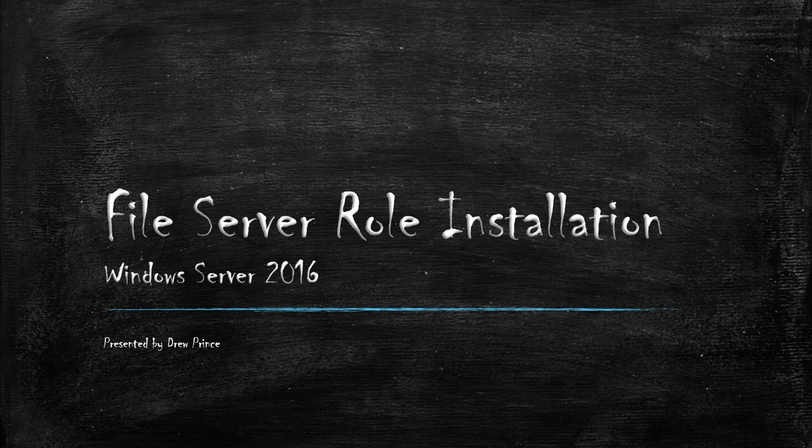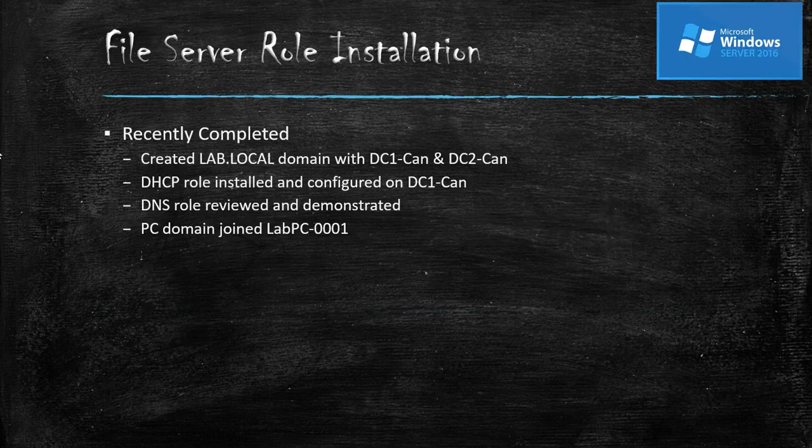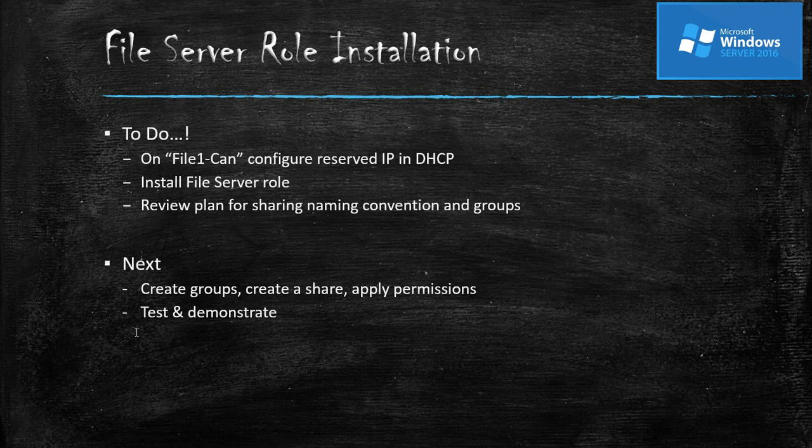Hi there, this is Drew again, and here we'll be installing the file server role for Windows Server 2016. Now this is a series of videos, and so far we have created a domain with two DCs. We've set up and configured DHCP and DNS as well, and we've used a Windows 7 computer to test out our features.